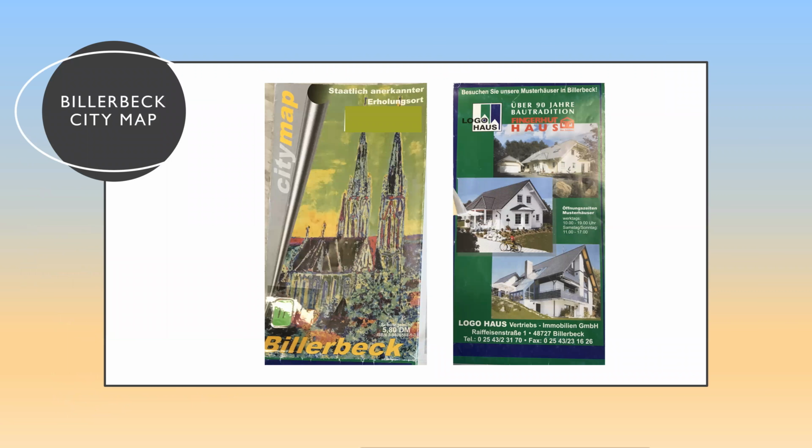So now we're going to look at our map since we've discussed all the various differences from map formats as related to other formats. So this is a folded map. It's a Billerbeck City map. This map is for the city of Billerbeck in Germany. Billerbeck is in the North Rhine-Westphalia area of Germany, and the map is in German.